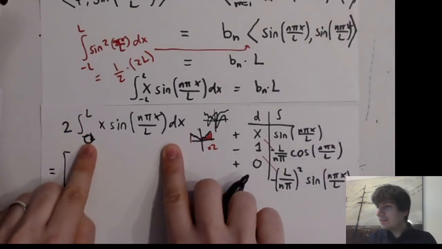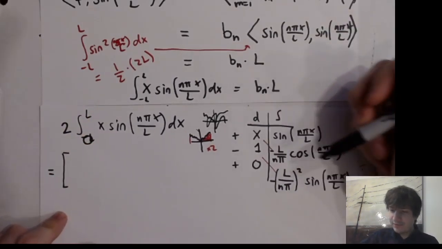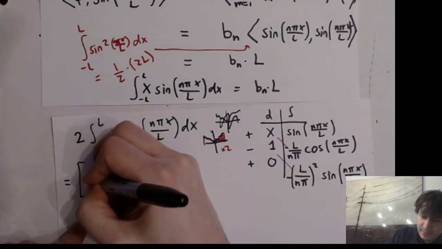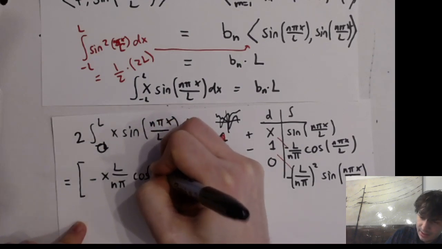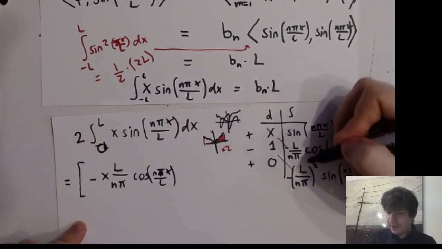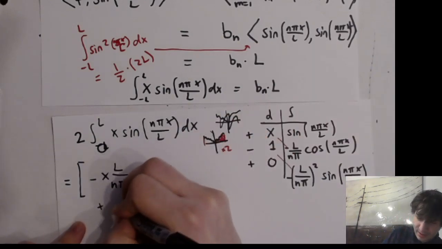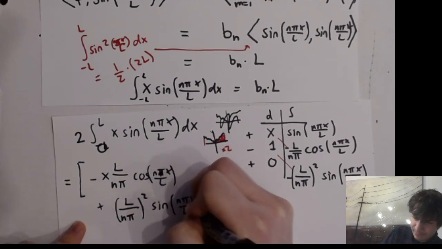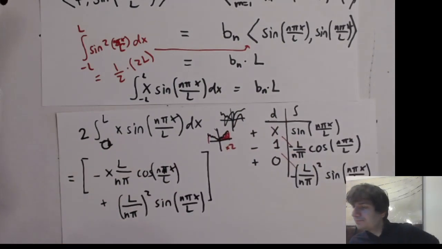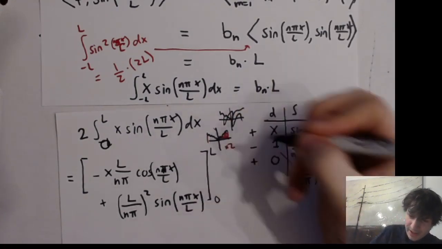Okay, back to this integral. So I have minus x times L over n pi times the cosine of n pi x over L, plus L over n pi squared times the sine of n pi x over L. Let me make sure this is the right thing. Yeah, and this is from 0 to L.